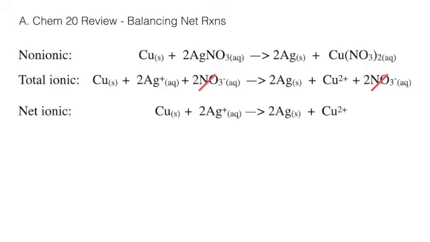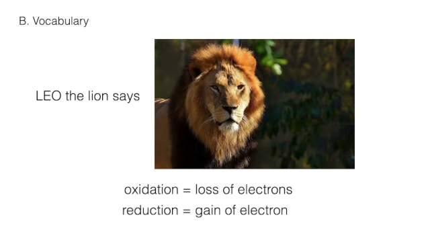We're going to expand on what that means now, because what's going on there is something's losing electrons and something's gaining electrons. Which leads me to an acronym that every chemistry teacher in the world knows. Leo the lion says GER. Loss of electrons is oxidation. Gain of electrons is reduction. Leo, loss of electrons, oxidation. GER, gain of electrons, reduction.